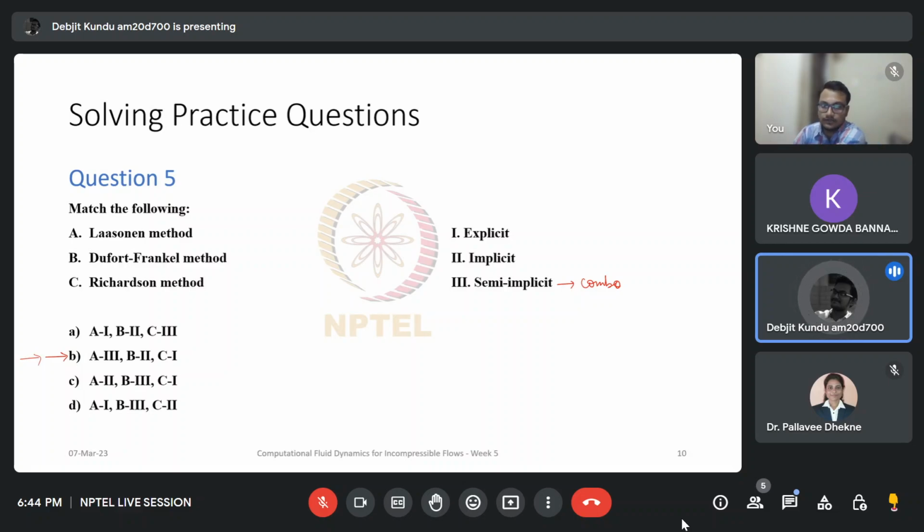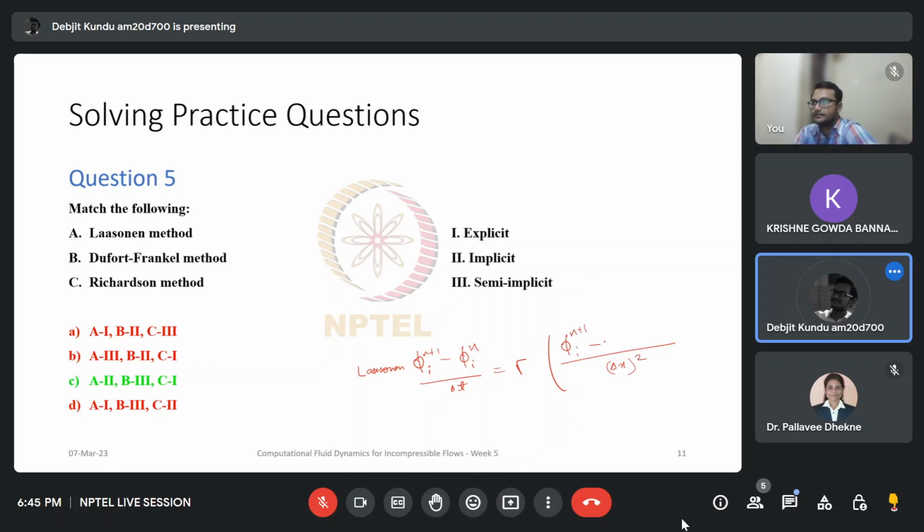So let's have a look at the correct solution. It is actually option C. So why is it so? Larson method is an implicit method. Larson method is like this: n plus 1 minus n by delta t, and then we have everything at n plus 1 on the right hand side, with phi i minus 1, n plus 1. Okay, so this is implicit.